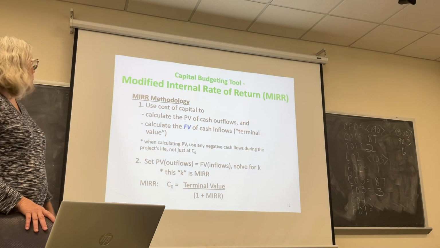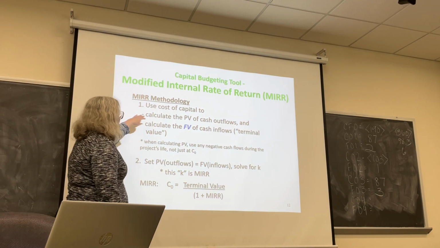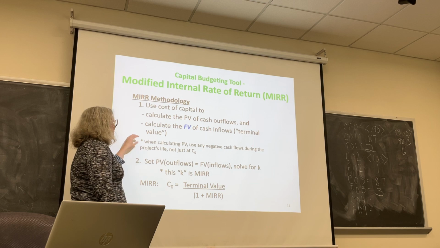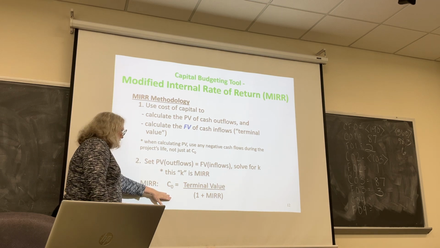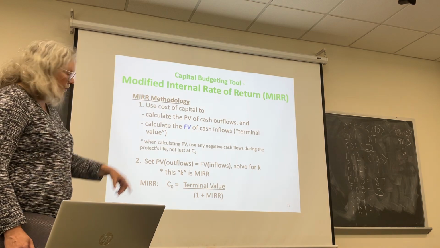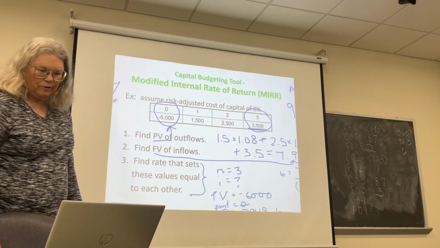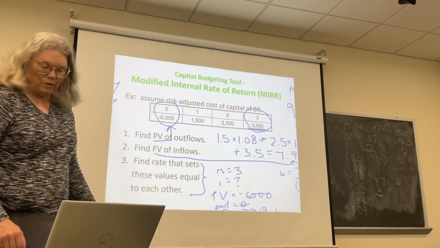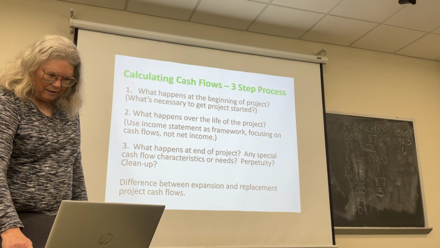So this just walks through the methodology, finding the present value of the cash inflows, the future value of the cash outflows, and then setting them equal and finding the rate. Oh, I'm missing a little N down there on the MIRR. Here's working through one.